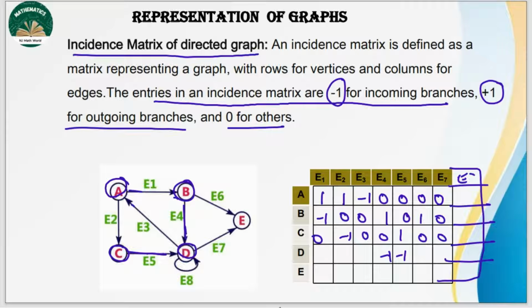So E8 here is coming in for D, it's -1. The lines which are going out are E7 and E3. E7 is 1, E3 is 1. The remaining will be 0.